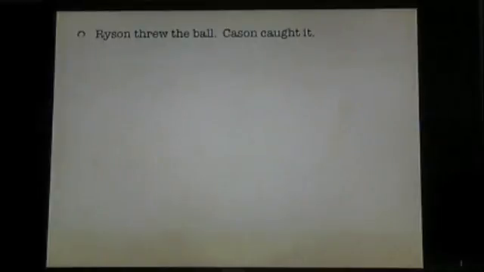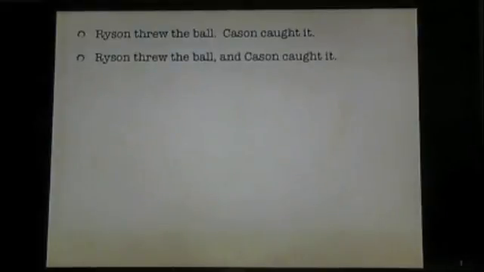So far we have 2 ways to fix the run-on sentence. You have 2 complete sentences with a period between them. You have 2 complete sentences with a comma and a conjunction. And the third way is called subordination, where you take one part of the sentence and you subordinate it to the other part of the sentence, so you've only got one subject and verb.